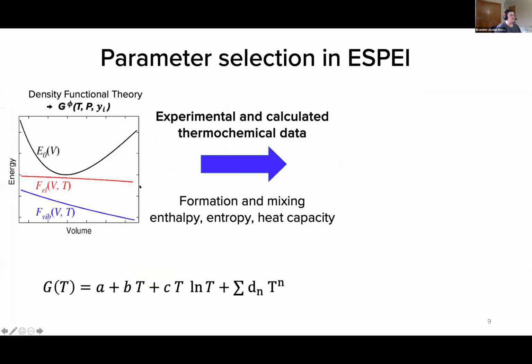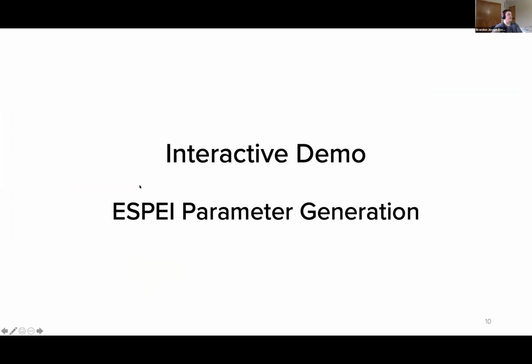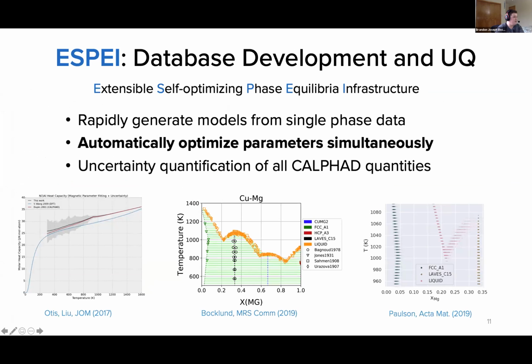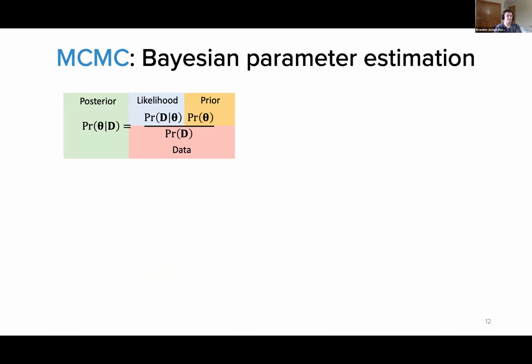Okay, so we talked about parameter selection, and so now I want to talk about doing this automated optimization of this parameterization to the phase diagram data. And so for this, we use the Markov chain Monte Carlo method, which is a method for Bayesian parameter estimation. And the idea here, the intuition, is that we're trying to fit this posterior distribution, which is the probability of our parameters theta with respect to some data d, or conditioned on some data d.